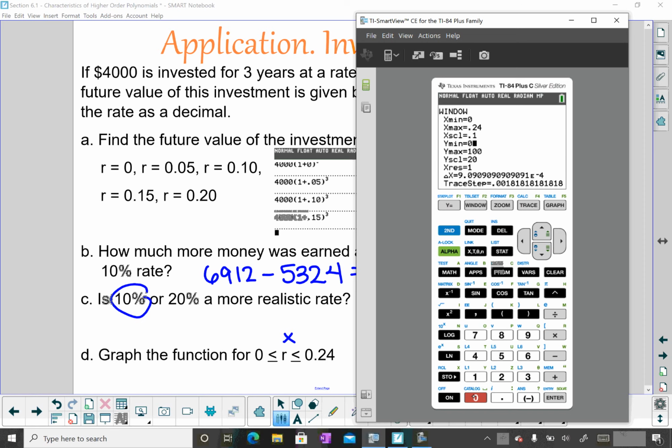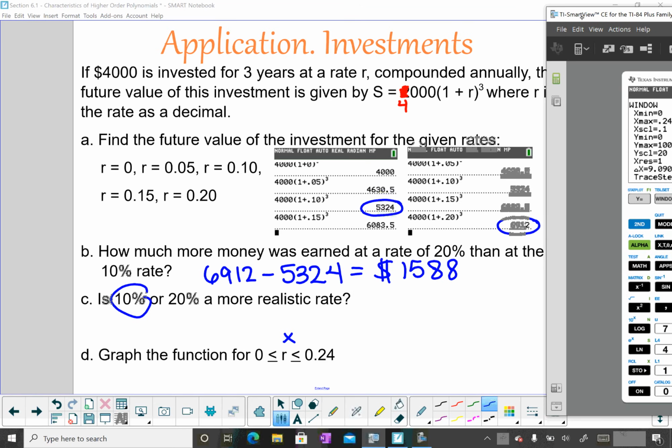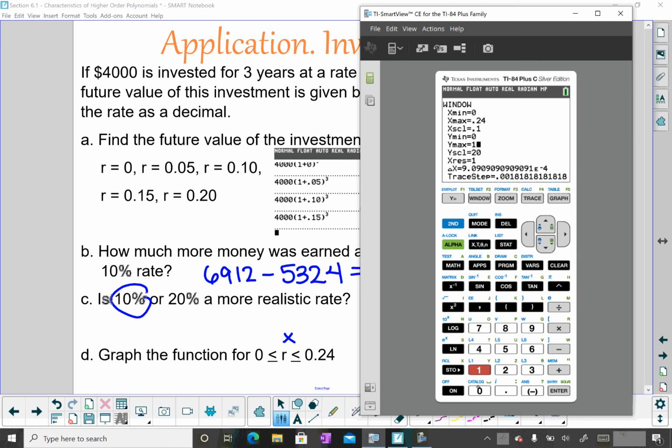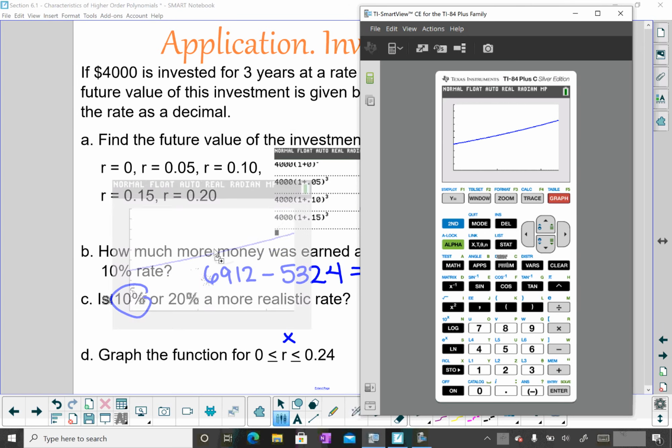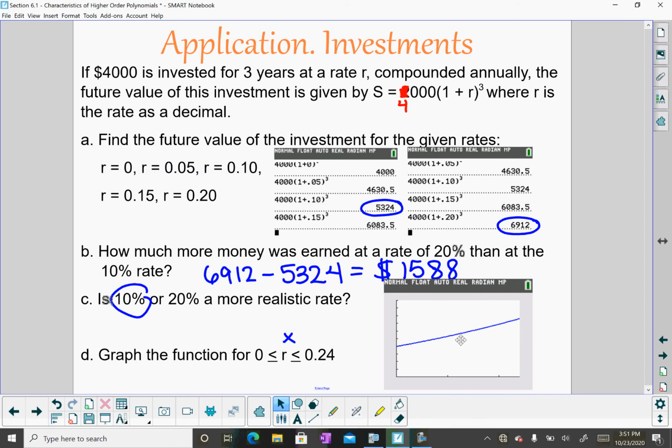We really know that if it's an R value of 0, we're going to be at 4,000. 4,000 is going to be the lowest value we actually see on this graph. And if we're at 20%, we got all the way up to 6,912. So I think I'm going to make my Y max a little bit bigger. I think I'm going to make it 10,000, and my y scale, I'm going to count by 1,000. And let's see if that gives me a good picture of this graph. And there we go. There is our function graphed between our values of 0 and 0.24.